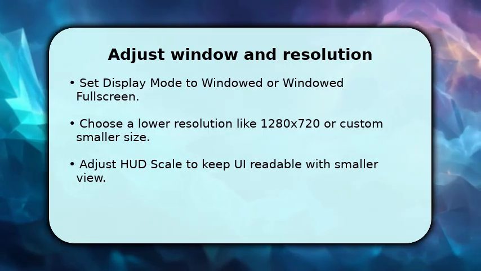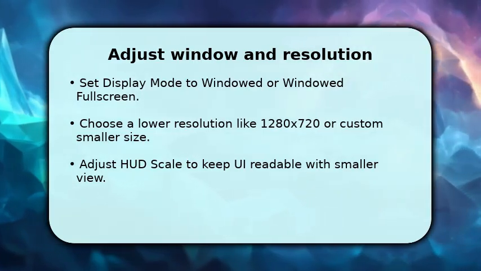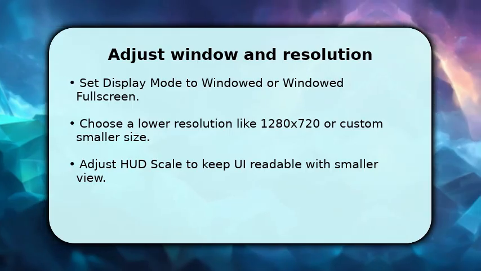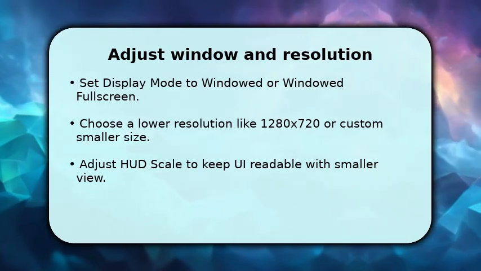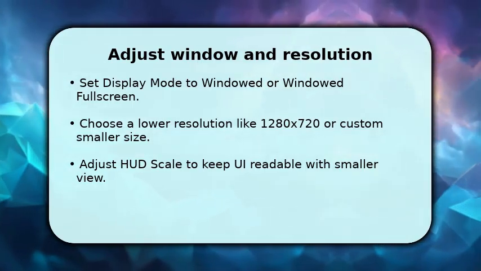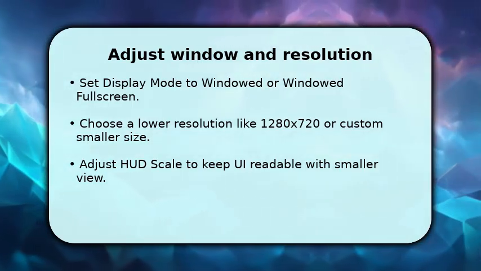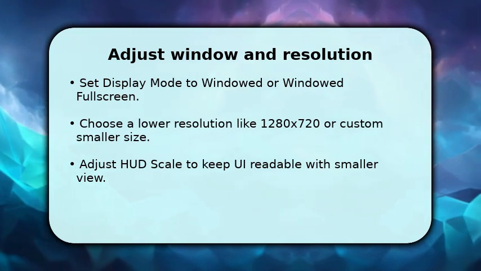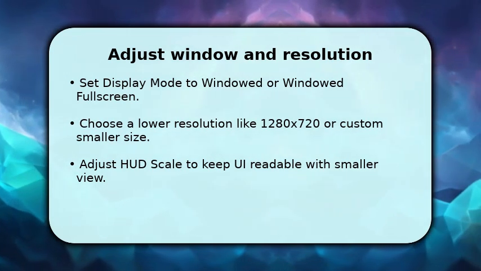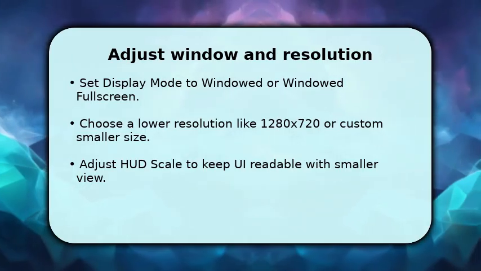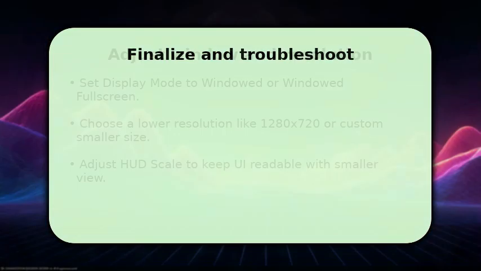Once done, adjust HUD scale so interface elements remain usable. Lower render size with high HUD scale keeps UI clear. Make sure to apply and confirm changes. If you prefer exact, finish by applying settings and restarting Fortnite so the new windowed resolution is enforced. This seals the smaller screen size.